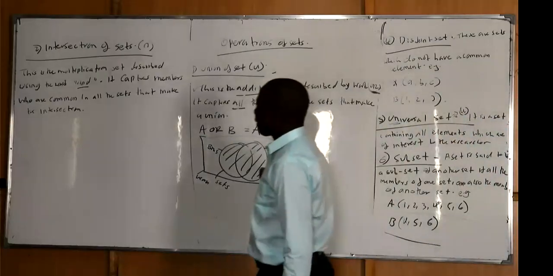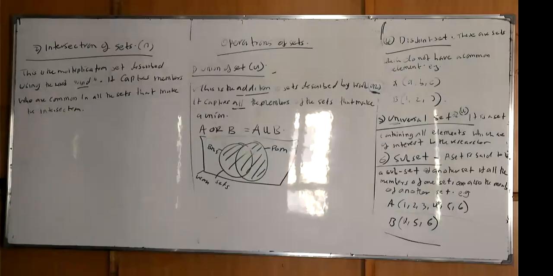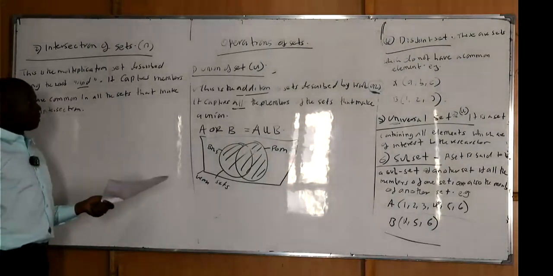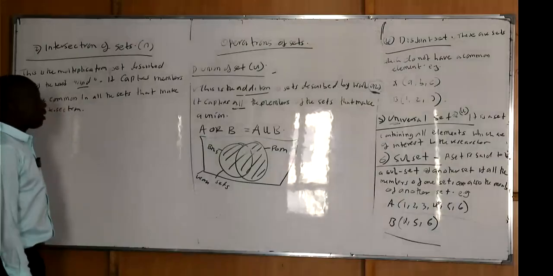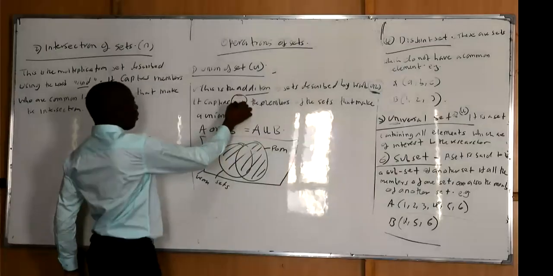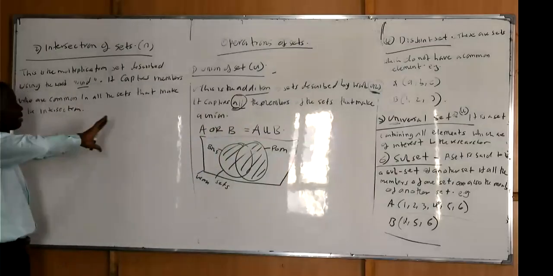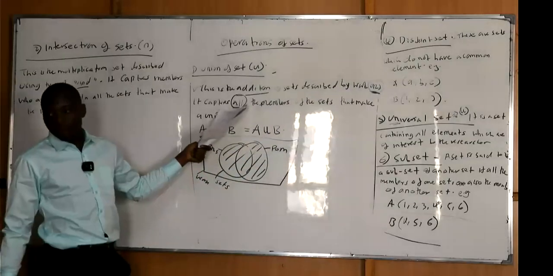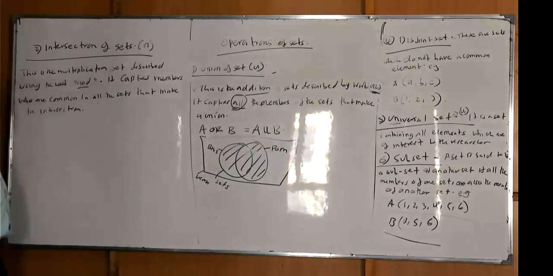Okay, I was explaining about the second one. Under operations of sets, we have union of sets and intersection of sets. A union of sets is addition of sets described by the word or. So the keywords under union of sets are or, then all. All the members that make a union.